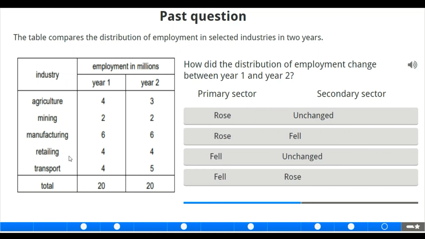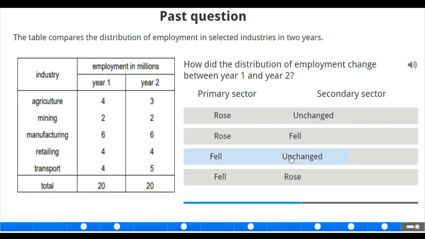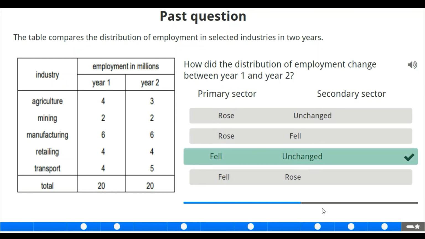For our primary sector here, year 1 reduced from 4 to 2, and year 2 also fell from 3 to 2. And for our secondary sector here, year 1 is unchanged, and year 2 is also unchanged. Now let us check our options here. We have rises, unchanged. No, that's not how we name our answer. Falls. No, our primary sector fell and the secondary is unchanged. That should be our answer. Let us check. Wow, we got it right.